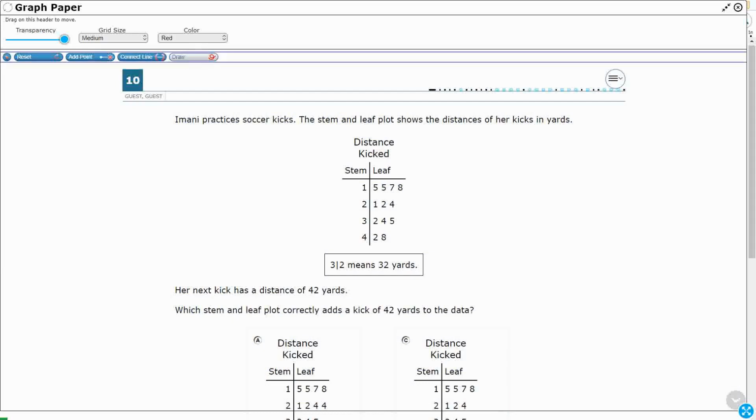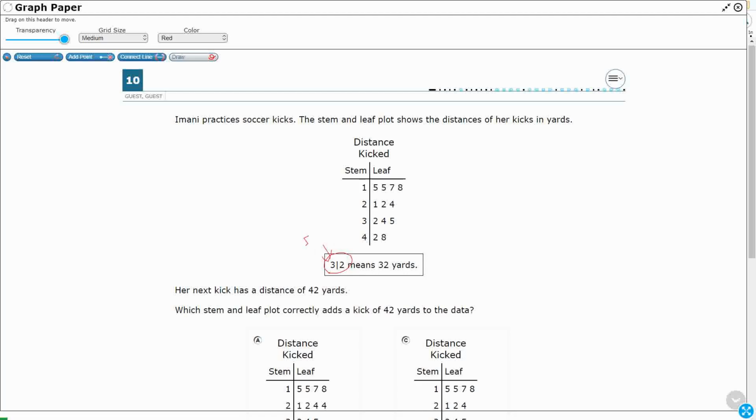Always start with the key. This is a pretty normal key. This 3, then a vertical line, and then a 2 means 32. That means this is our stem, and then this is our leaf. The 3 represents 30, and the 2 represents 2. A lot of stem and leaf plots are like this, but not every single one.